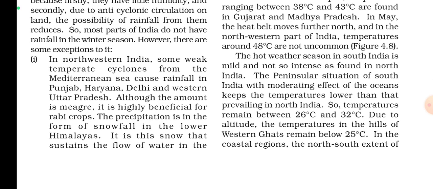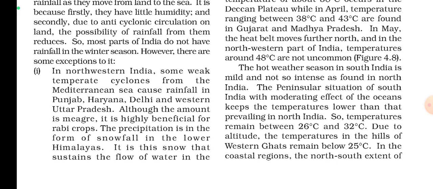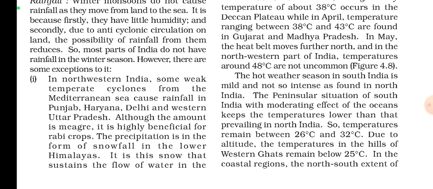The hot weather season in South India is mild and not as intense as that found in North India. The peninsular situation of South India, with the moderating effect of the oceans, keeps the temperatures lower than those prevailing in North India. So temperatures remain between 26 degrees Celsius and 32 degrees Celsius. Due to altitude, the temperatures in the hills of the Western Ghats remain below 25 degrees Celsius.